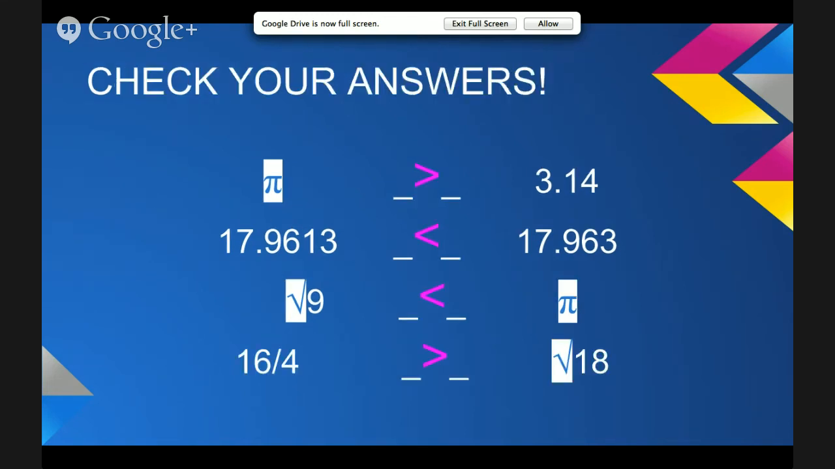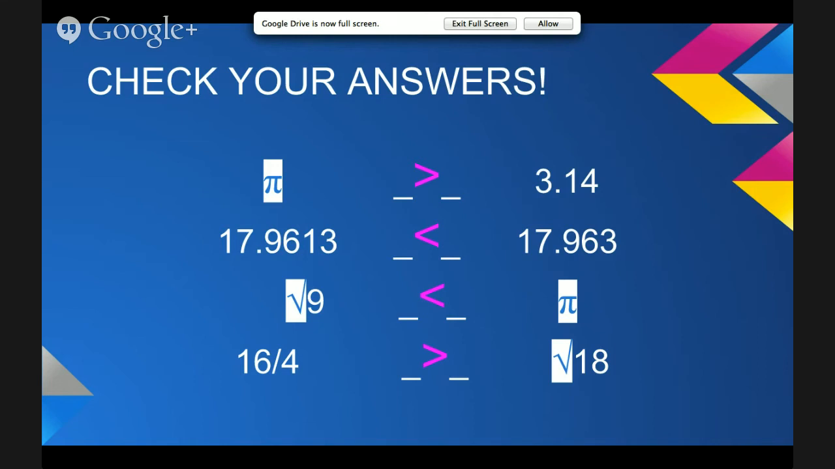So pi is greater than 3.14. Although they can be said to be around the same number, pi is technically 3.1415 and it goes on forever. So considering that the 3.14 has a 0 in the thousands place, pi itself has a 1 in the thousands place, so it's greater. 17.9613 is less than 17.963 because, as you notice, the thousands place in the one on the left is a 1 and on the right it's a 3.